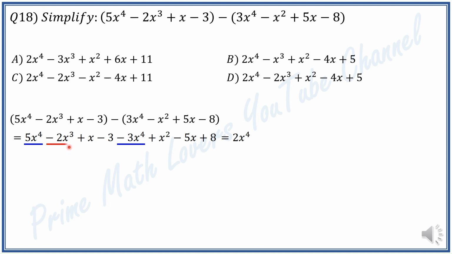Then we have minus 2x cubed. We don't have any x cubed, so we write it down, minus 2x cubed. We have only one x squared, that is 1x squared, so it is plus x squared. We have plus x here and negative 5x here. The result is minus 4x.